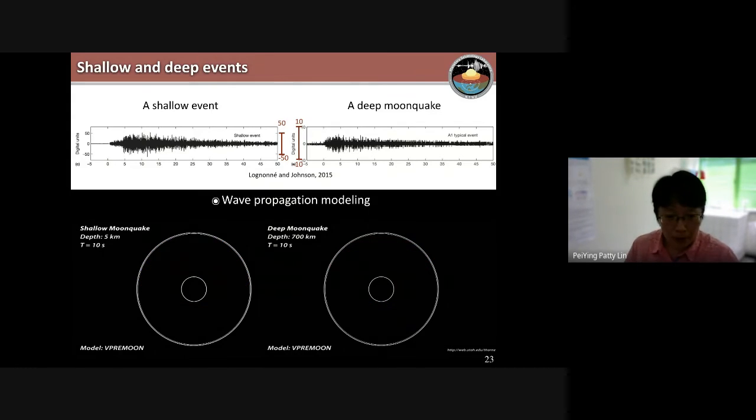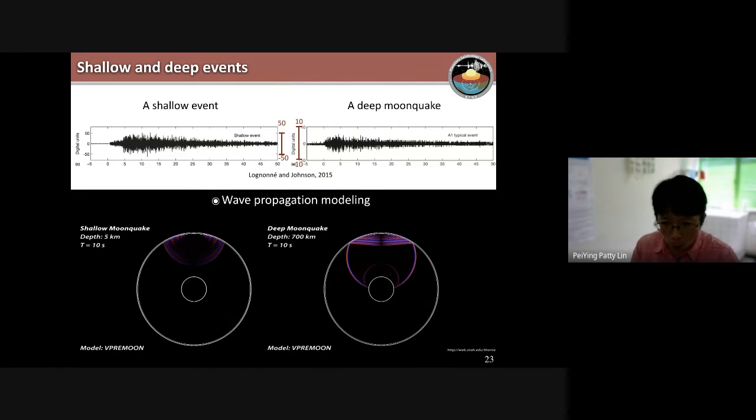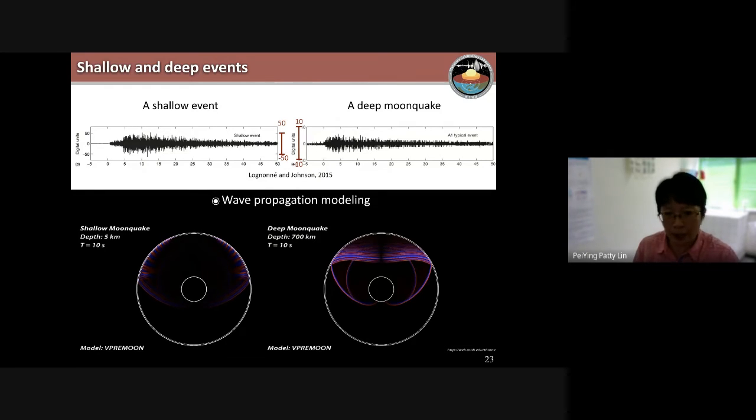And I think you already see that this is the wave field propagating for one shallow event and the deep moonquakes, because the sources are located at different depths. So the waveforms will definitely look different.